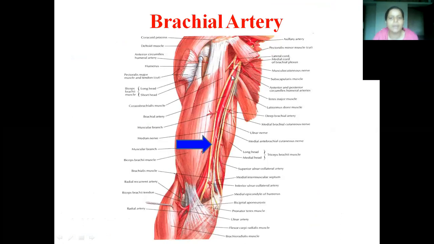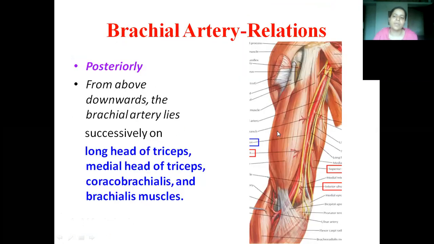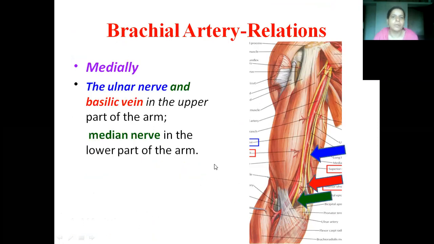The other relations are the medial cutaneous nerve of arm and forearm, which are seen on the medial side of the brachial artery. Medial side of the brachial artery. Okay, if you remove this brachial artery, posteriorly it will be related to the triceps muscle, long head and medial head of triceps, coracobrachialis and brachialis muscles. Okay, so brachial artery relations at this point, if you check, medially it is related to the ulnar nerve. I tried using 3 different arrows to emphasize which is which structure. This is the ulnar nerve.